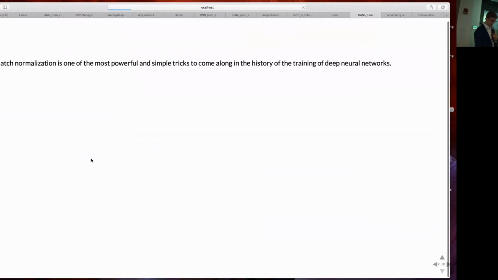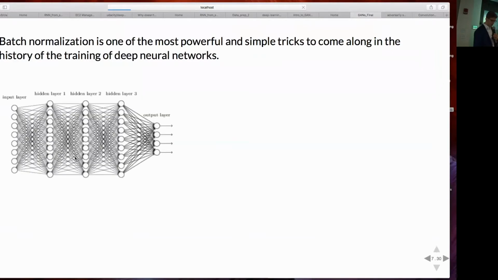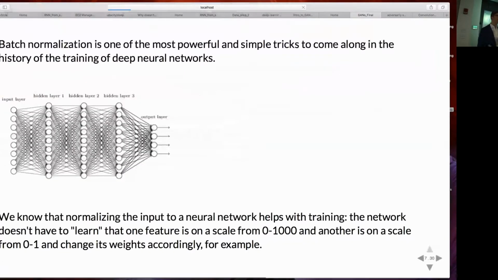The next trick, an innovation that's allowed GANs to really work well, is called batch normalization. It's a really powerful and pretty simple trick that works extremely well, and it's pretty easy to understand. Consider a deep neural network with a bunch of layers, all connected. They could be convolutional or not. We know that normalizing the input to a neural network usually helps it learn. If one feature is on a scale from 0 to 1 and another is on a scale from 0 to 1,000, then the neural network is going to have to learn that every unit change in that feature has 1,000 times more impact than the other feature. So scaling our data helps the neural network not have to learn that.